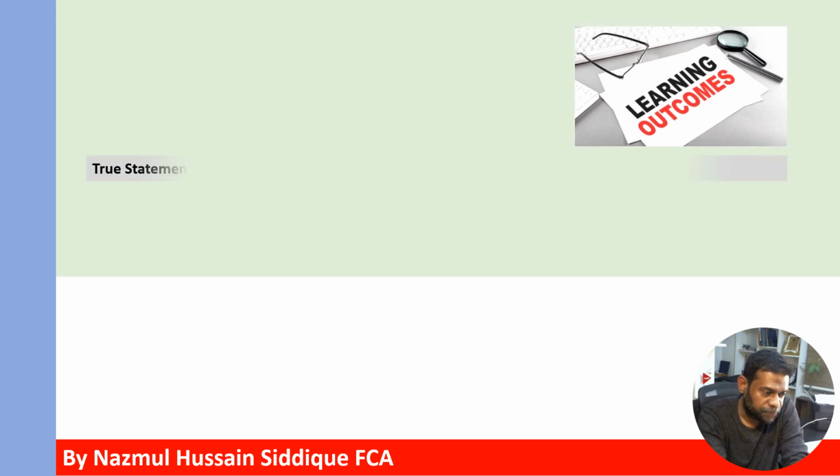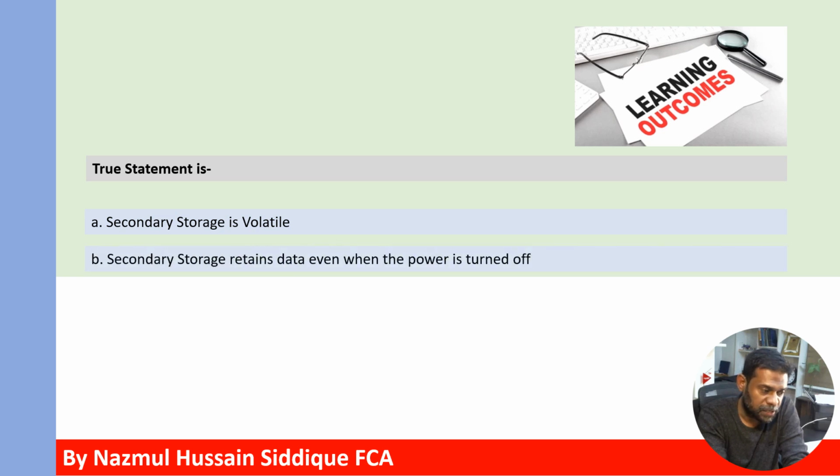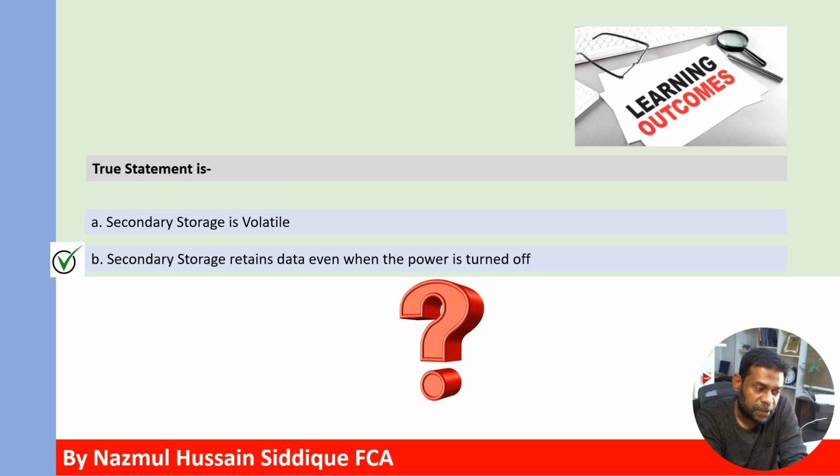Next question. Which is the true statement? Secondary storage is volatile, or secondary storage retains data even when the power is turned off? The correct answer is B. Secondary storage retains data even when the power is turned off.